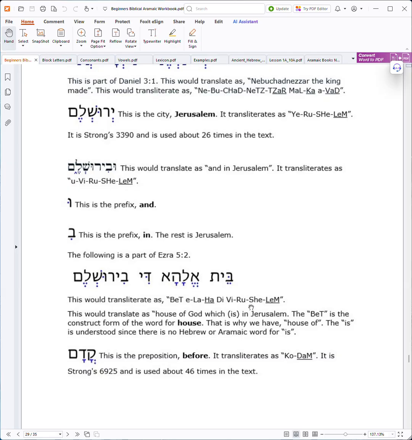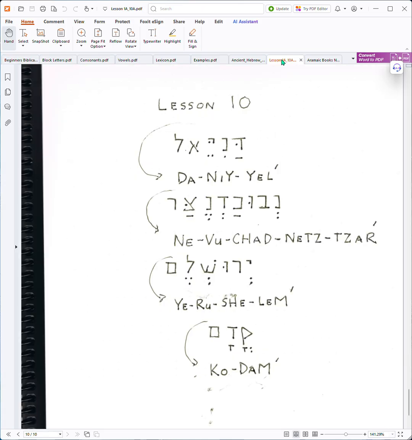So then the next word is "before," and "before" is used 46 times in the Aramaic portion. So here we have before, and you could do a Q here or a K. I like the K. So now this is a K-O, and this is a D-A-M. So we've got the Dalet with a Mem Sofit. Kodam, Kodam. And this is before, before.